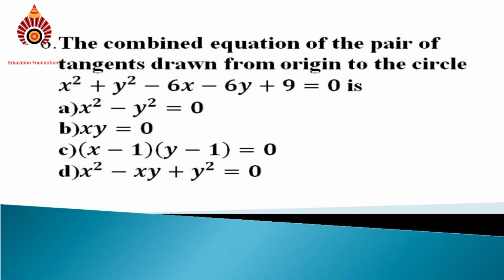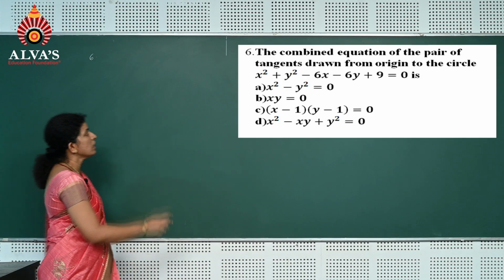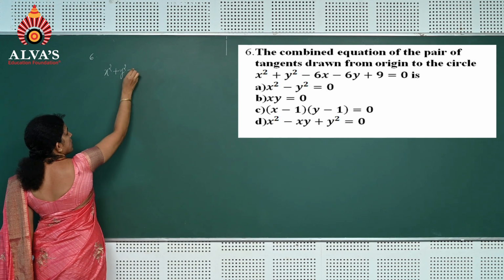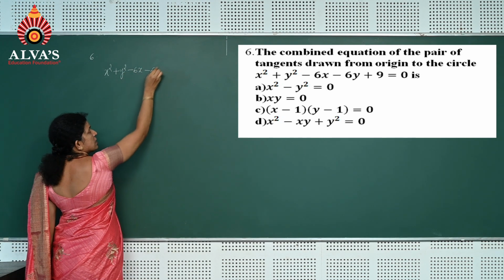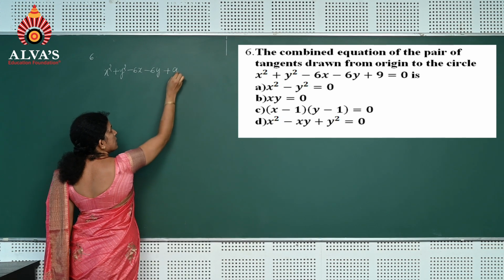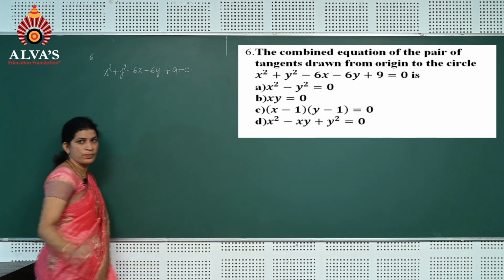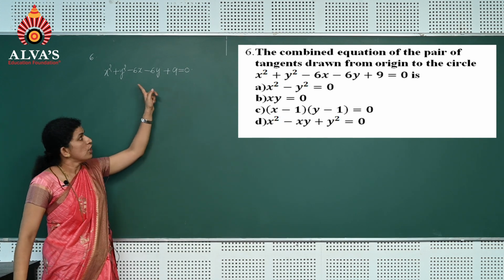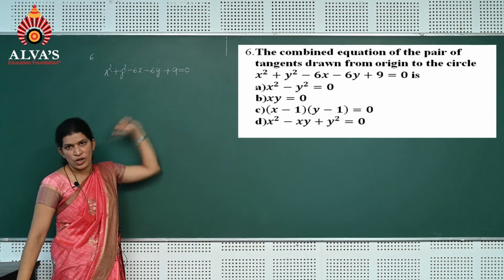Come to the sixth question. The question is: the combined equation of the pair of tangents drawn from the origin to the circle x² + y² - 6x - 6y + 9 = 0. See, the equation of the circle is x² + y² - 6x - 6y + 9 = 0. We want the combined equation of the tangents drawn to this circle from the origin.